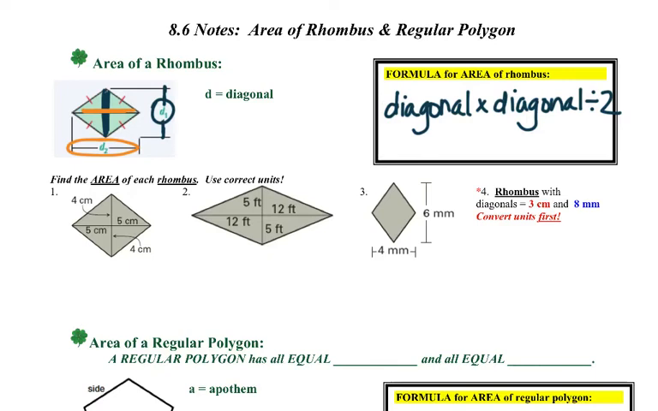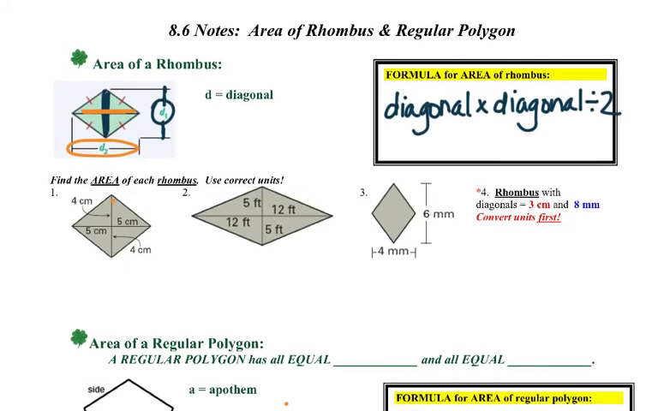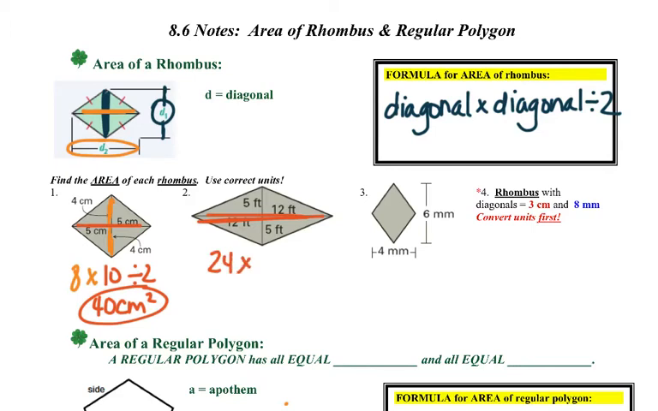So sometimes, like here, we're writing the 4 and the 4, the little mini segments, but the whole diagonal is 8. And then similarly here, 5 and 5, what's that whole diagonal? Right, 10. So it's 8 times 10 divided by 2, or 40 centimeters squared. It's actually not that bad of a formula, is it? Let's see, what about this one? 12 plus 12 there is 24 times 5 plus 5 is 10 divided by 2, and that's 120 feet squared.